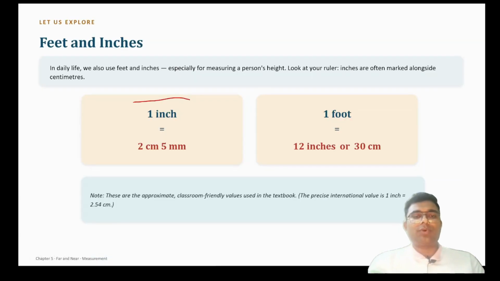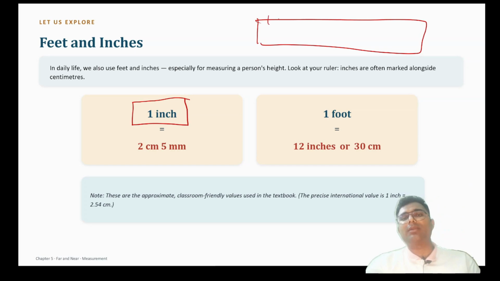This is a very important 1 inch. When you closely look at your scale, on the upper side we have centimeters, 15 centimeter, but on the lower side some more units are given. That unit is inch, and 1 inch is equal to 2 centimeter and 5 millimeter.